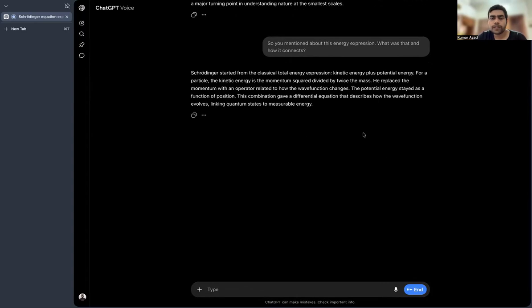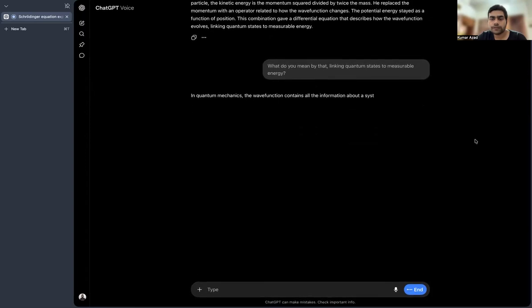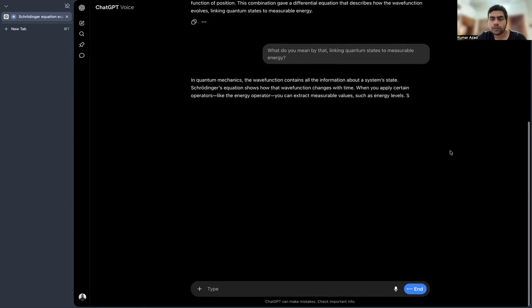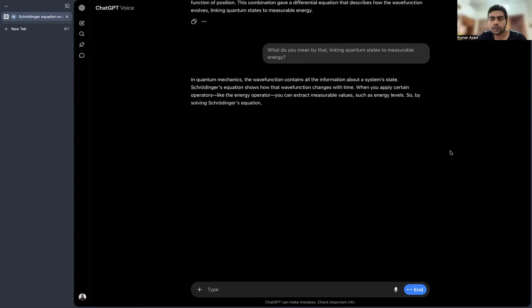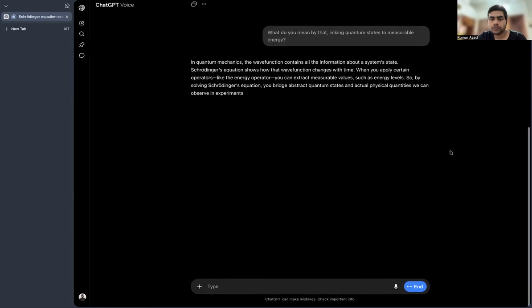What do you mean by that, linking quantum states to measurable energy? In quantum mechanics, the wave function contains all the information about a system's state. Schrödinger's equation shows how that wave function changes with time. When you apply certain operators, like the energy operator, you can extract measurable values, such as energy levels. So by solving Schrödinger's equation, you bridge abstract quantum states and actual physical quantities we can observe in experiments.